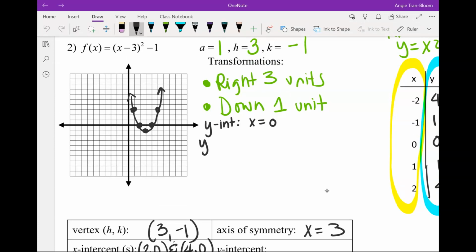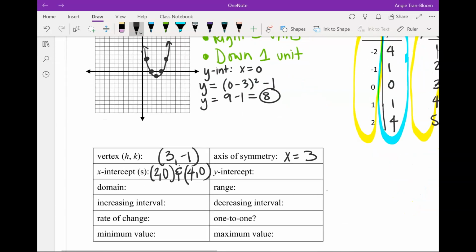All right, let's plug it in again. Y equals quantity 0 minus 3 squared minus 1. Okay, 0 minus 3 is what? -3. -3 squared, be very cautious. 9. Okay, so 9 take away 1 will give me a y-intercept at 8. We're going to write it as a point, so it's going to be 0, 8.